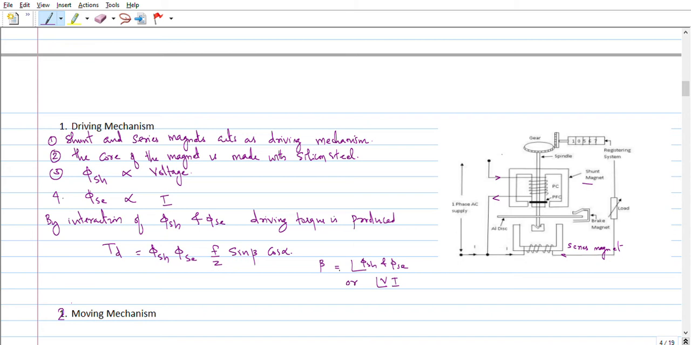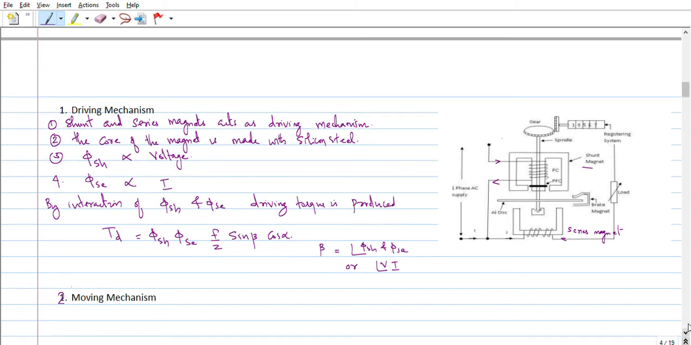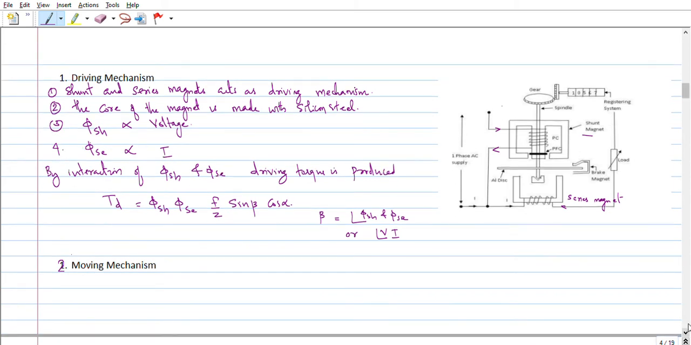That's about the driving mechanism. Then we are moving to the moving mechanism. So what is the moving mechanism here?